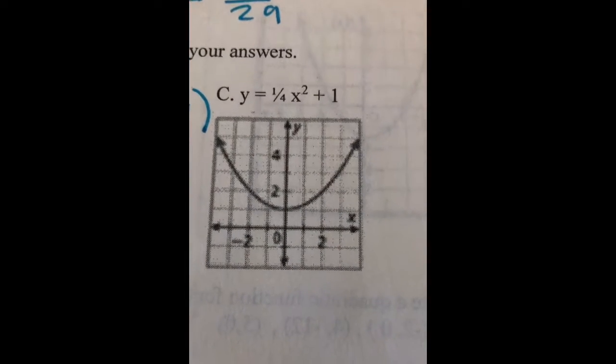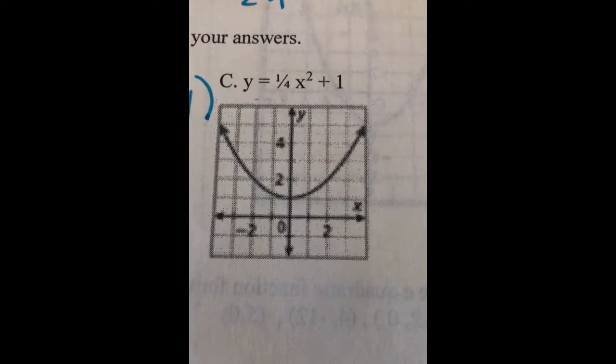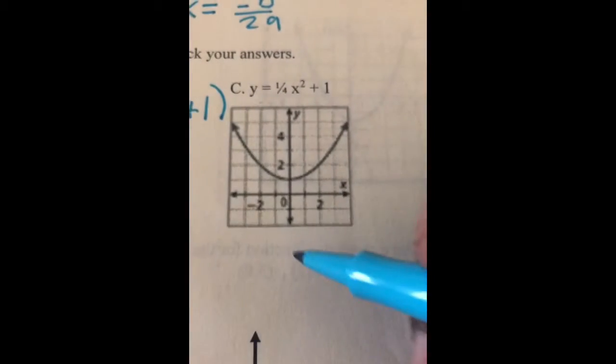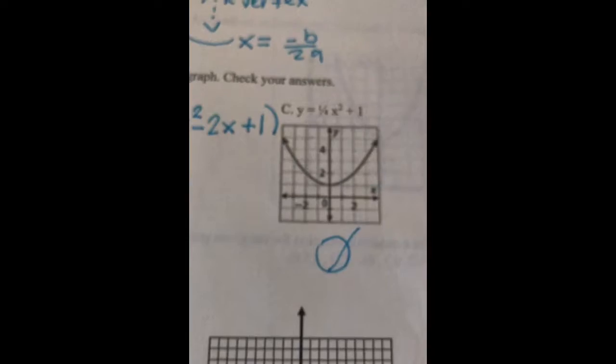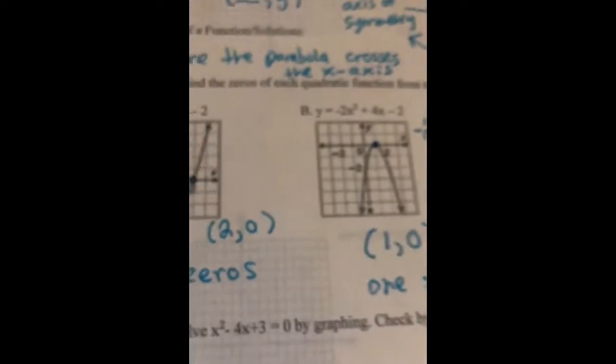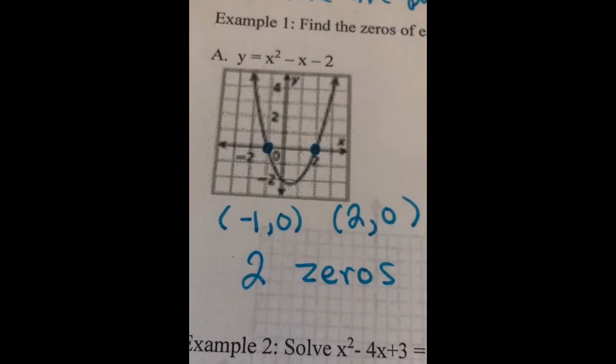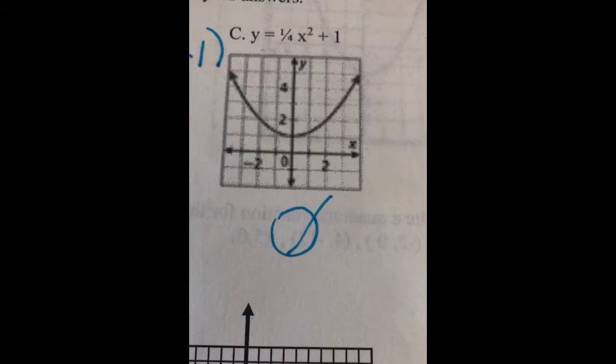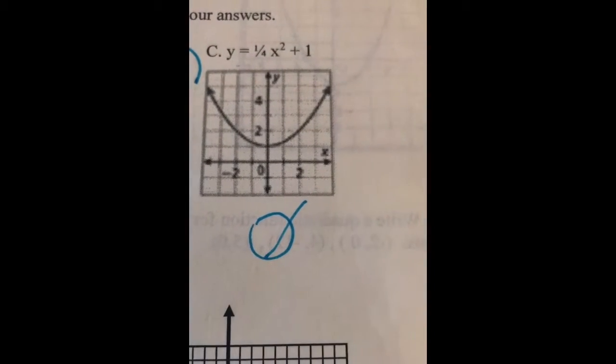And then if we look at this final function, 1/4 x squared plus 1, there are no zeros. It doesn't cross the x-axis. So this is an example of root solutions in zeros. 2 zeros, 1 zero, doesn't cross the x-axis. Everybody got it?